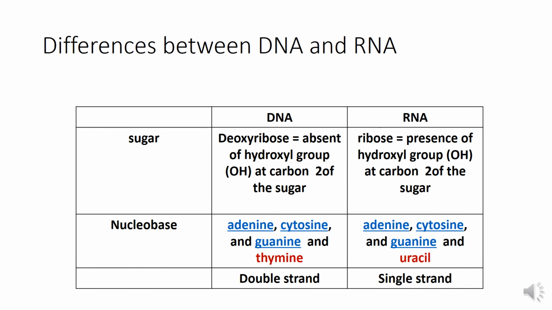Differences between DNA and RNA. DNA قلنا deoxyribose. RNA ribose: absence of hydroxyl group OH at carbon 2 of the sugar in DNA. هنا بالRNA presence of hydroxyl group OH at carbon 2 of the sugar. النيوكليوبيز الأدينين سيتوسين جوانين and thymine. هنا أدينين سيتوسين جوانين and uracil. DNA double strand, RNA single strand.